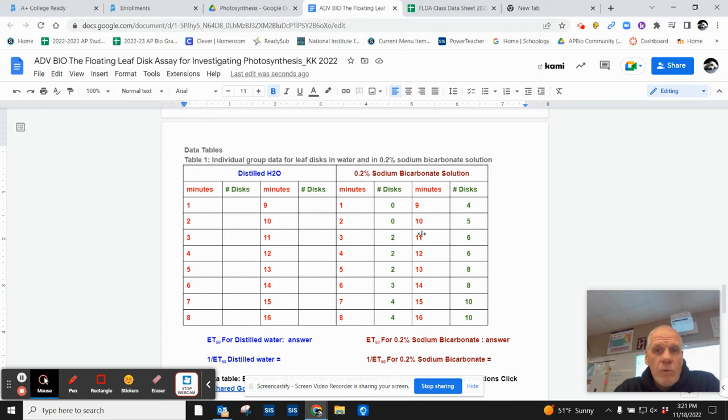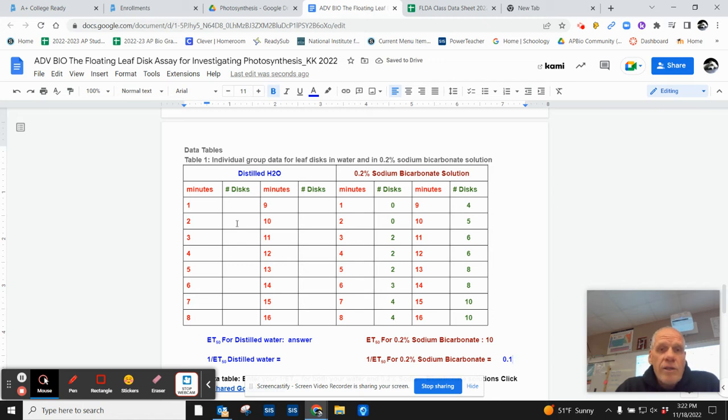of my discs floating? Well, we can see it would be at 10 minutes. So my ET50 for the 0.2% sodium bicarbonate solution would be 10 minutes. My 1 over ET50 would just be 1 over 10, or 0.1, because 1 divided by 10 is equal to 0.1. So over here I would change that to 10, and this down here would be 0.1. And that would be my data for that.